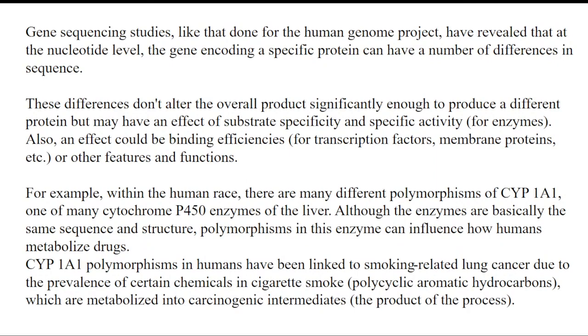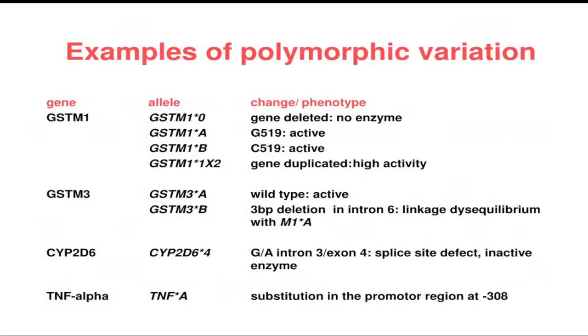CYP1A1 polymorphisms in humans have been linked to smoking-related lung cancer due to the prevalence of certain chemicals in cigarette smoke. Polycyclic aromatic hydrocarbons are metabolized into carcinogenic intermediates, the product of the process. There are different changes in alleles and they provide different phenotypes. Here you see the examples.